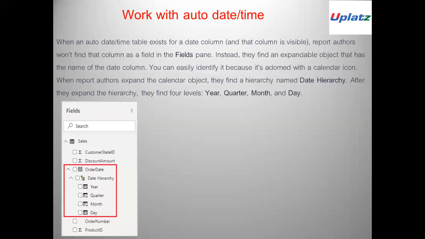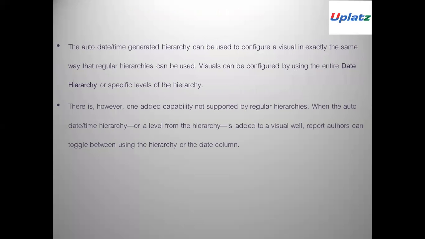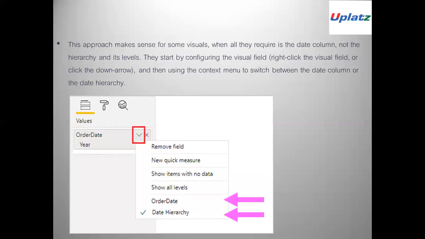to do the analysis of the data set. The auto date or time generated hierarchy can be used to configure visuals in exactly the same way. It can be used manually, entirely or a specific level of it. However, one added capability is that when the auto date or time hierarchy or a level from the hierarchy is added to a visual well, you can toggle between the hierarchy and the date column. This makes a visual simpler when all they require is the date column, not its levels.